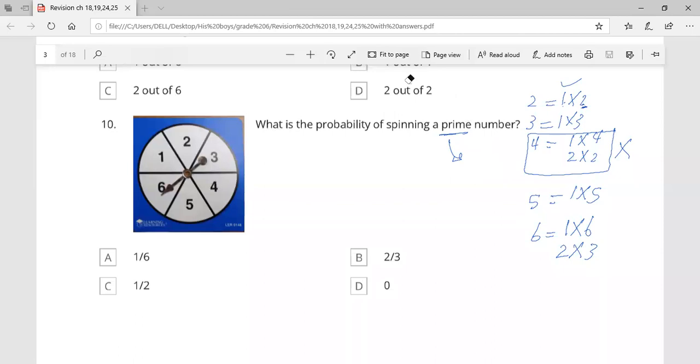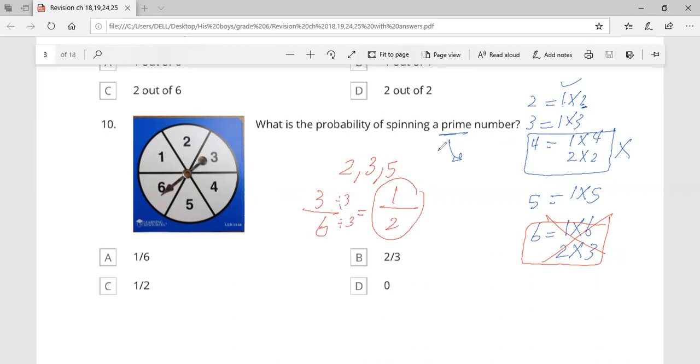Here is 6 again. 6 is not a prime. Again, the prime numbers are 2, 3, 5. How many numbers? It is 3. 3 out of what? If you count, 6. Divided by 3, we get 1 out of 2. This is what I mean by prime number. Divided by 3, divided by 3, as we did before.